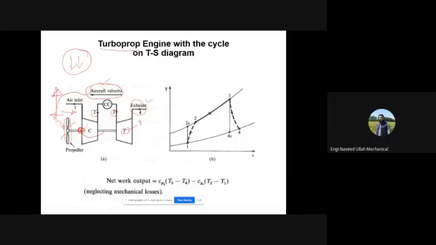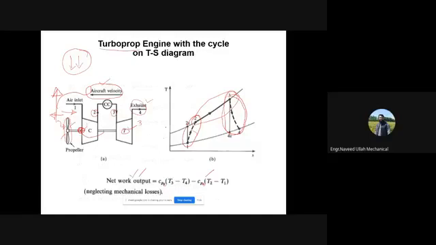ठीक है, if you look at the TS diagram, so 1 to 2 is the compression process, 2 to 3 is the heat addition process, and 3 to 4 is the expansion process. Okay, and what will be the network output? You can very much see this is the work of the turbine, and if you subtract the work of the compressor, that is Cp of air, this is air and this is gas, right? You can see specific heat at constant pressure for gas, and this is for air. So this will be your network output, right?